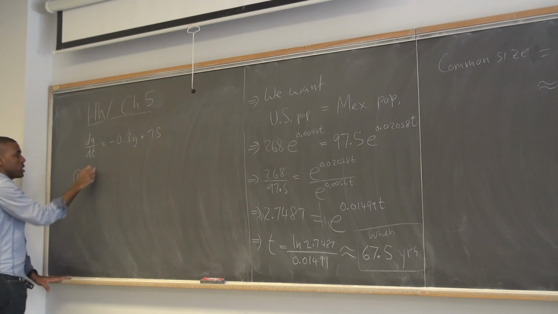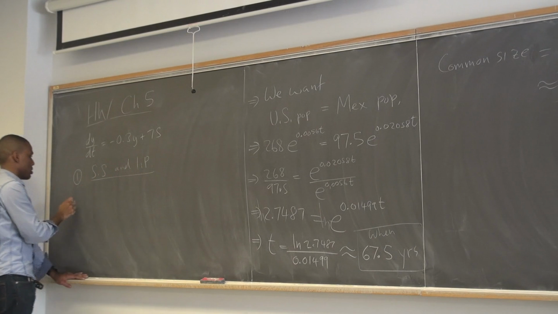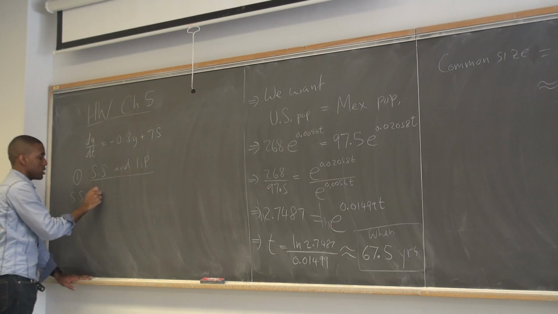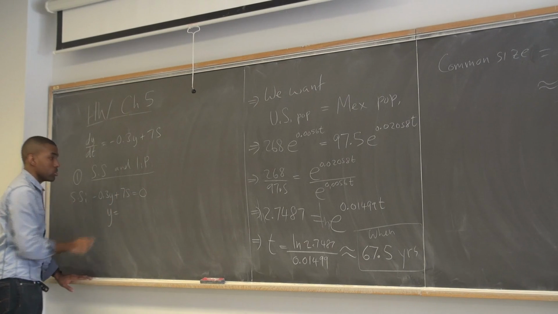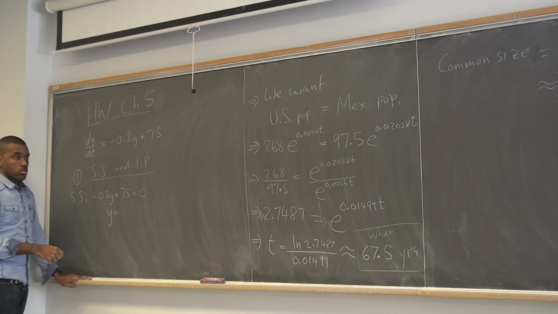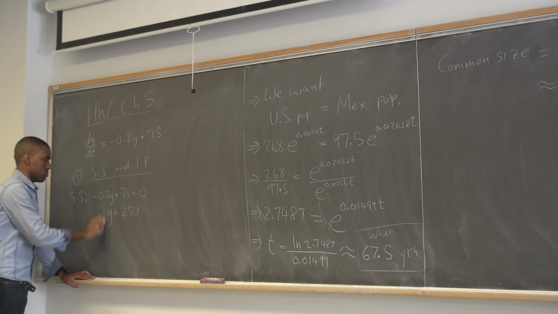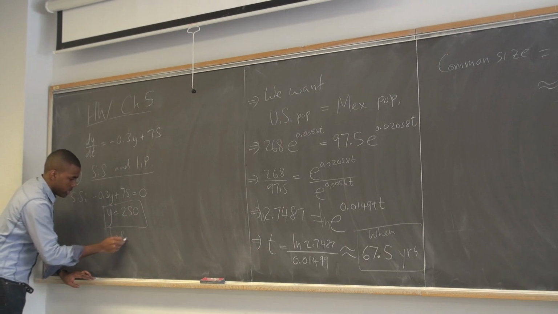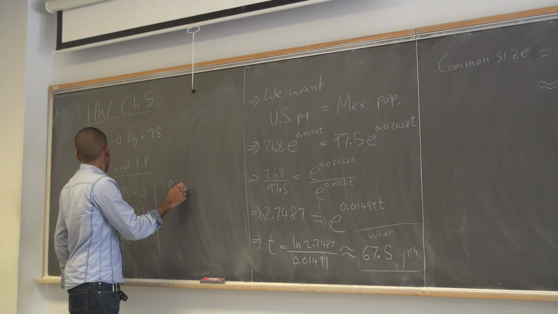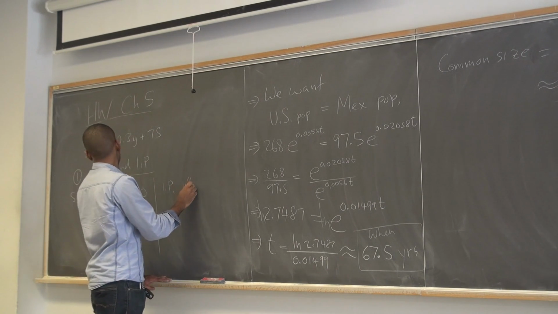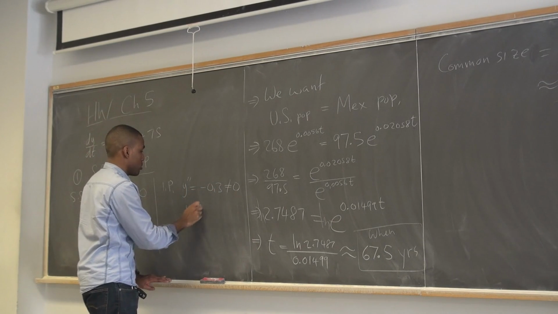And the story is the same old, same old. The first one, you find steady states and inflection points. Steady states, you set minus 0.3 y plus 75 equals 0, so your y is equal to 250. This is a steady state. Inflection point, your y double prime would be equal to minus 0.3, which is not 0, so no inflection points.